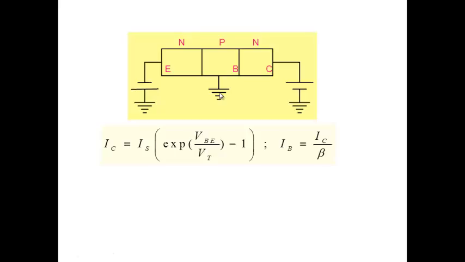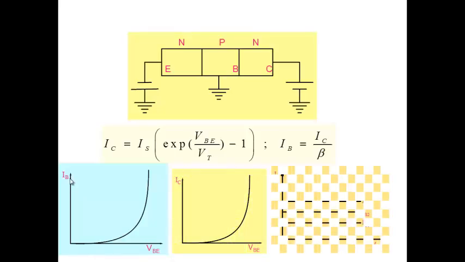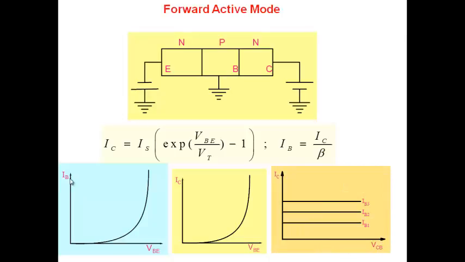In the common base configuration, if I look at the input side here, the current that flows is the emitter current, and the emitter current should be there anyway. So I can write it as base current and emitter current here. We'll come back to that in a moment. So this is the operation. I'll come back to the common base configuration here.